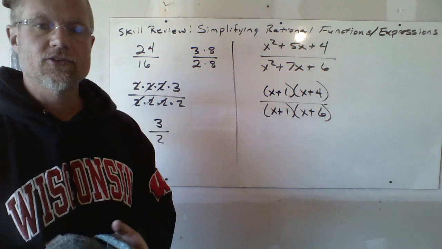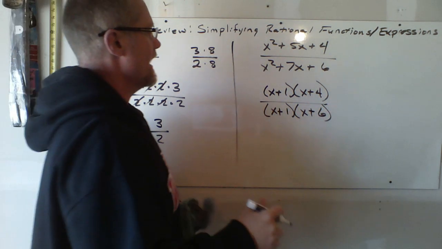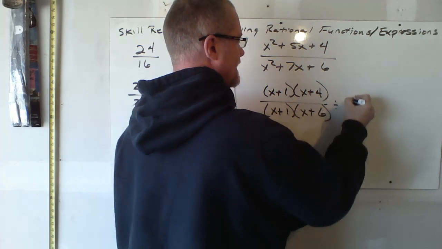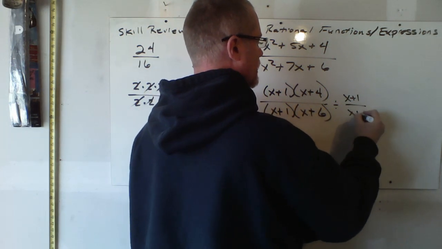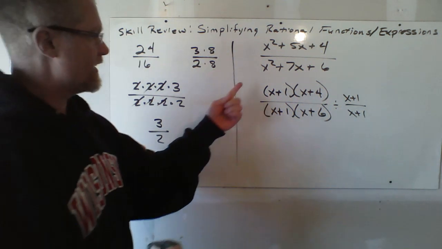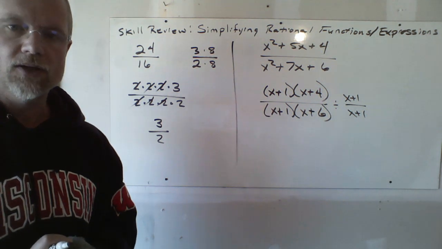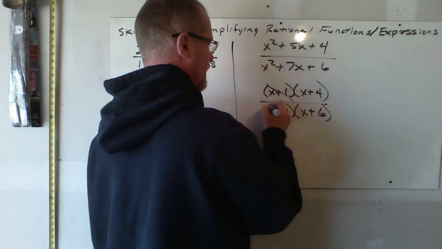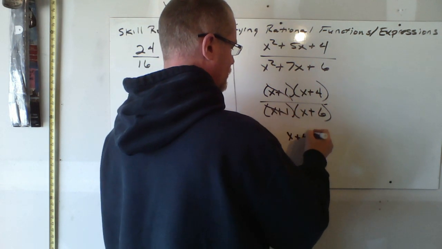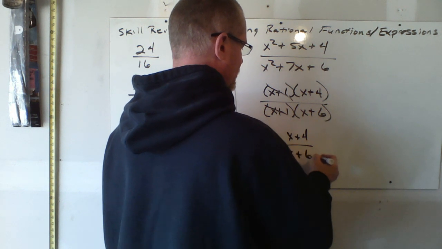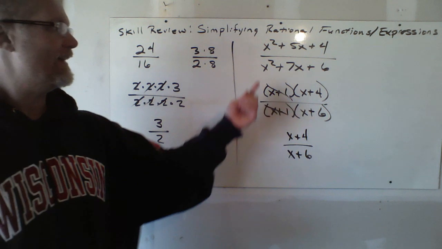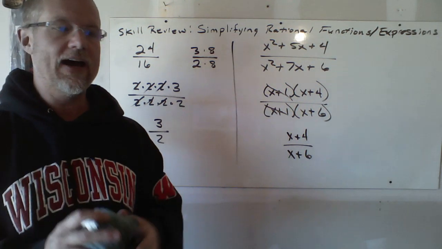So what factors do they have in common? Well, x plus 1 is a factor of the top and the bottom, so we can divide this by x plus 1 over x plus 1. We can do that because they both have a factor or a multiplier of x plus 1. So if I divide that, those are gone, and this becomes x plus 4 over x plus 6. So there's how you simplify. You're finding the factors first, and then you're dividing out the common factors.